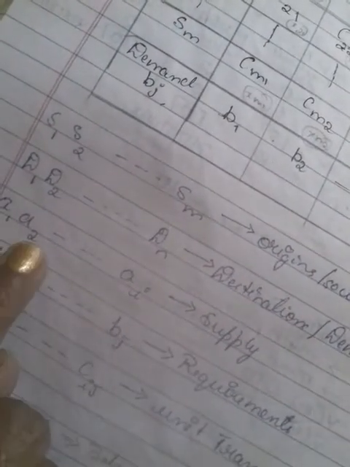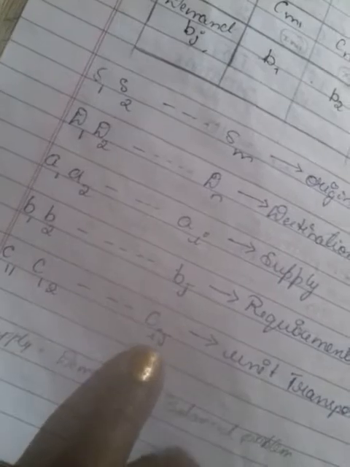S1, S2 and so on to Sm is the origin, otherwise we can say the source or supply center, and D1, D2 to Dn is the destination or demand center. Is it clear? A1, A2 and so on to Ai is the supply. B1, B2 and so on to Bj is your requirement. C11, C12 and so on to Cij is the unit transportation cost.